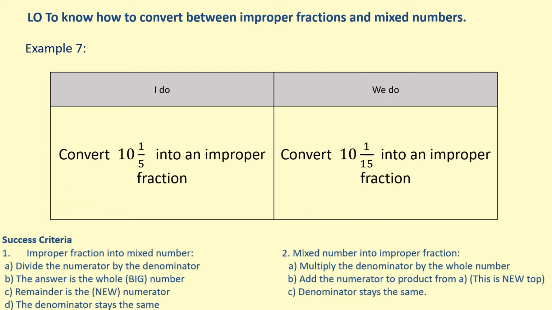One more example. Following the same pattern. Denominator times the big number, 5 times 10, 50 plus 1 is 51. Denominator stays the same. Now try the next one. 10 times 15 is 150 plus 1. And the bottom stays the same.